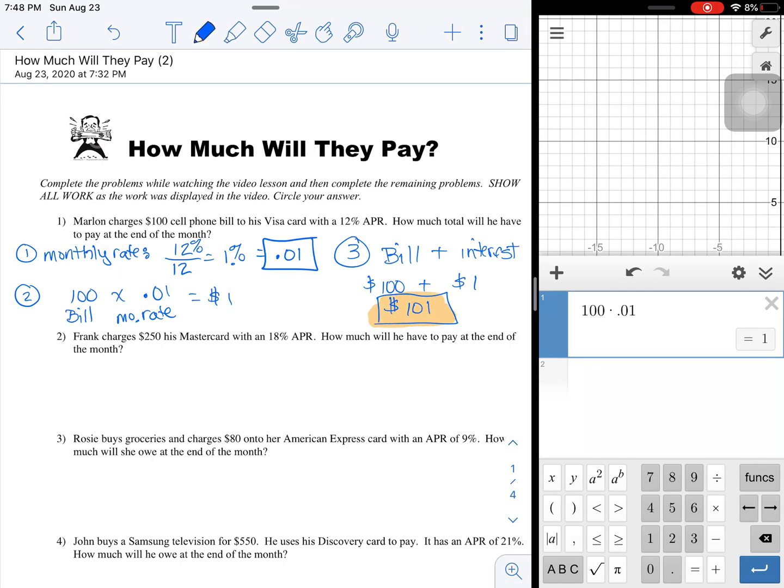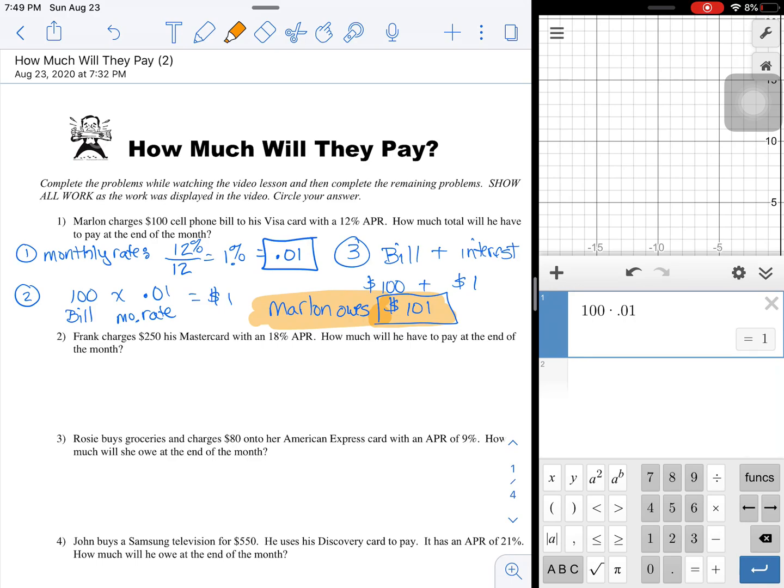Probably put a complete sentence. You would say, Marlon owes or has to pay $101. A little bit better to put the whole thing in there. And that's it. So 3 steps.